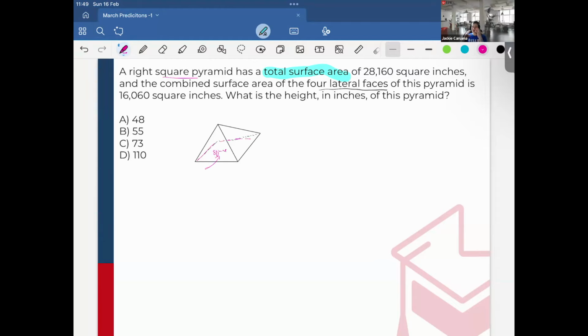Think about if we unfold this right square pyramid: my base is a square, and I would have four triangles, which would be the four lateral faces of this pyramid. Could be drawn slightly better, but just to give you a visual. So folded, unfolded.